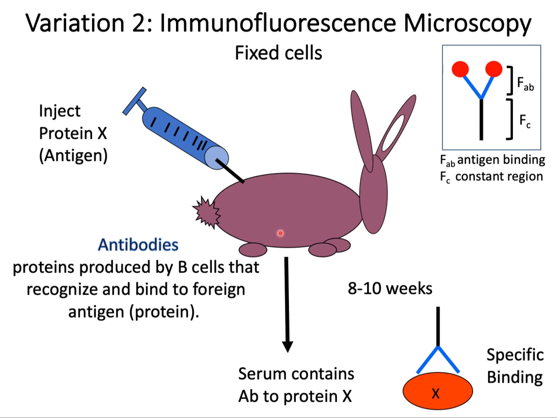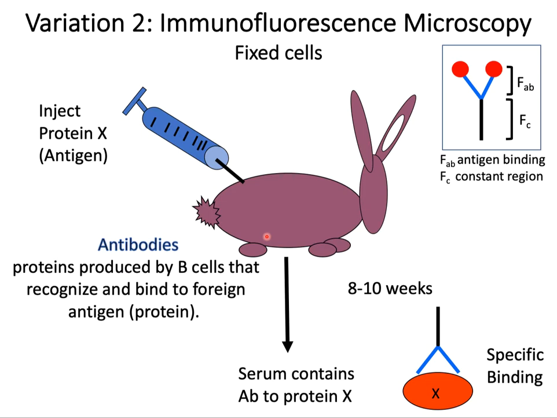You inject the protein into the rabbit, where it is foreign, or antigenic. Wait 8 to 10 weeks and check the serum, and it should contain antibodies that bind specifically to protein X. The antibody may need to be purified further for better specificity. However, the procedure is fairly routine.